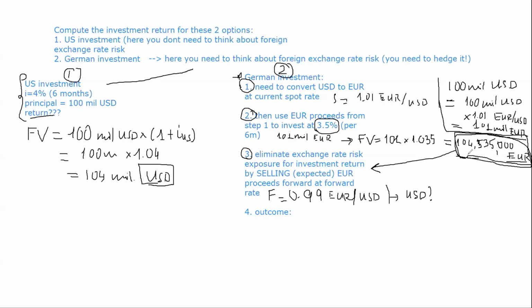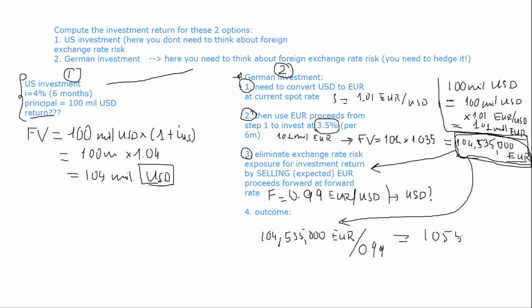So here, from this much euro, I'm going to convert back into the USD using the forward contract. So from 104,535,000 euro, I'm going to divide that by the forward rate, okay? And I'm going to get 105,590,909 USD, okay?